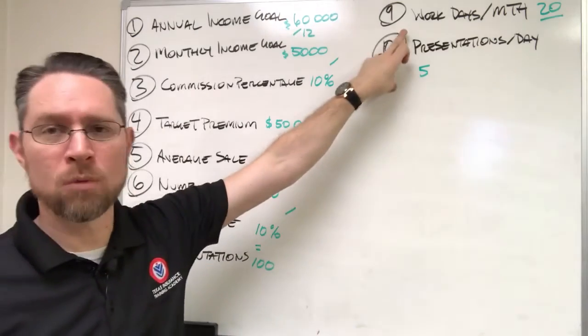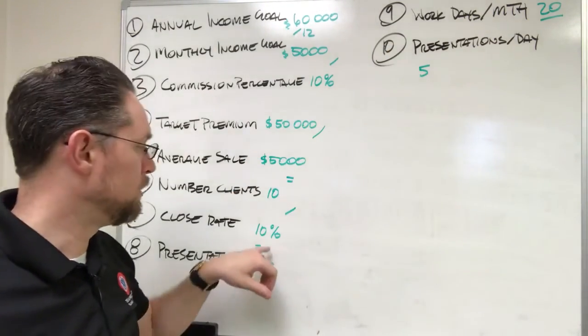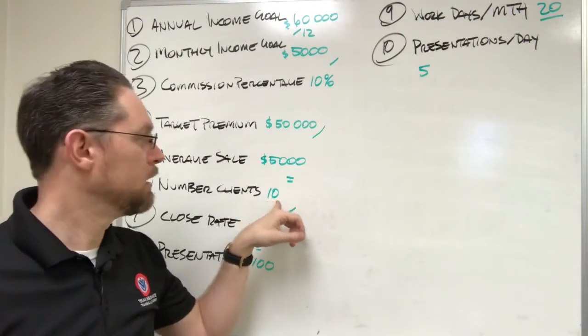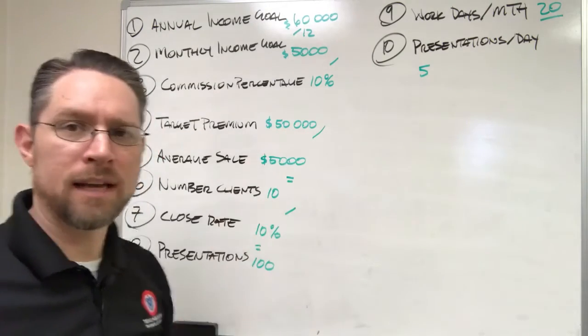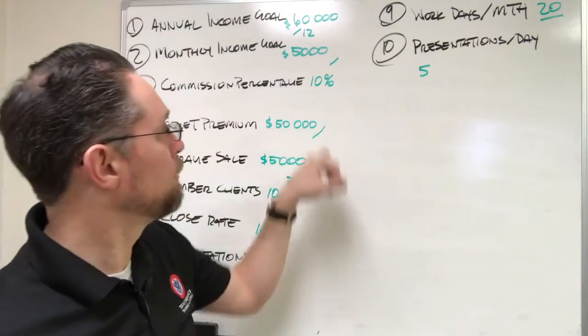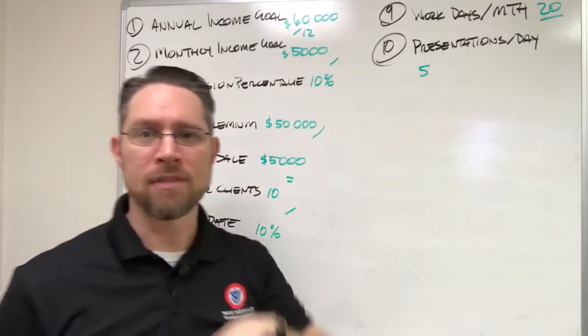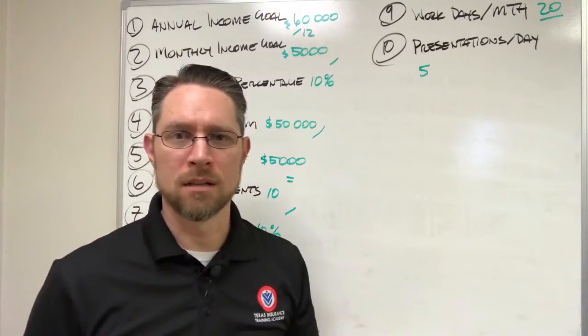At 20 working days, that's going to be 100 presentations in a month. If you close 1 in 10, you'll be earning 10 clients per month. If your average sale is $5,000, that's $50,000 in premium. If your average commission percentage is 10%, you'll earn $5,000 per month, or $60,000 over 12 months.